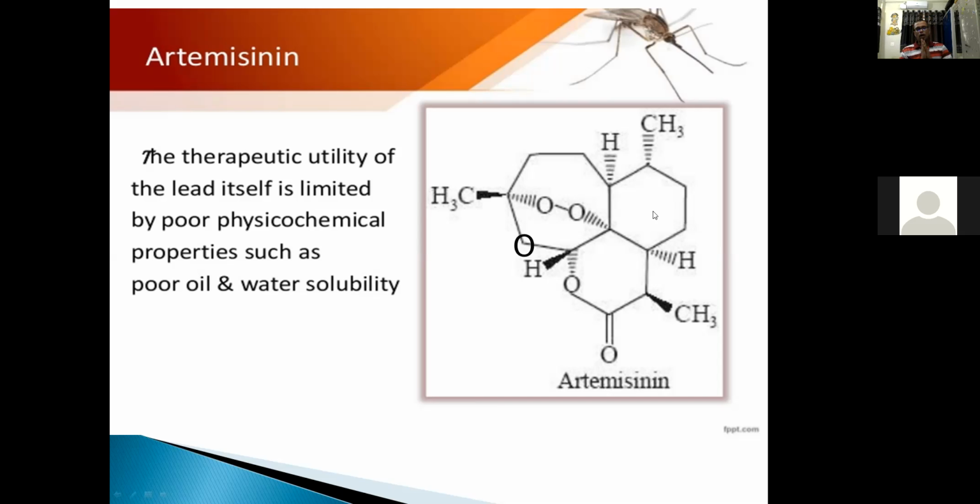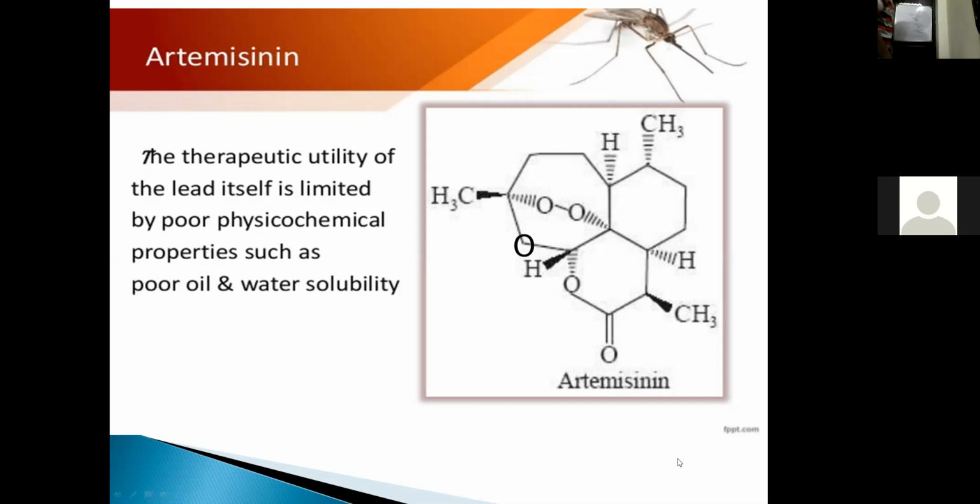First, I'll show you how to draw the structure in a simpler way, because a short note on artemisinin comes for 5 marks in your exam.